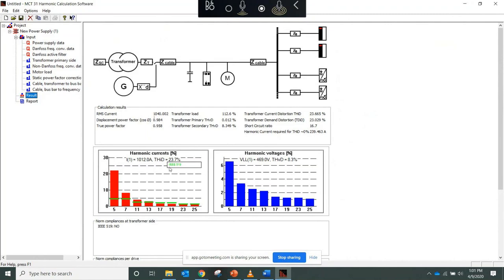8% voltage distortion, 23% current distortion. Your transformer's loaded at 116%. So somewhere you go, it's probably a good idea. Even though your voltage distortion is at 8.3, you're not IEEE compliant, do you really have to be? Well, in this case, at 112% transformer loaded, I'd say we need to do something.